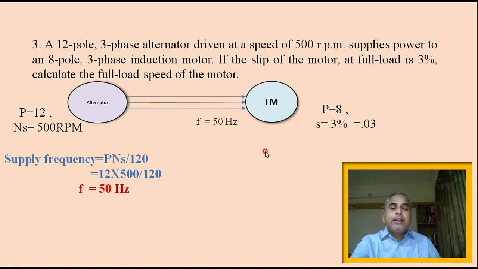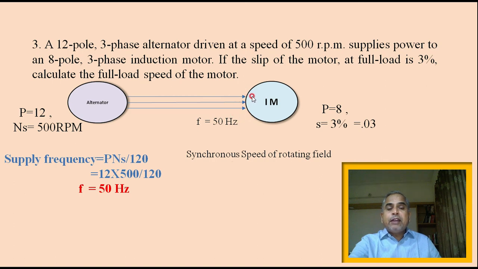There are 3 data now available for the 3-phase induction motor. One is the number of poles. The second one is the supply frequency, and the third is the slip. Then what you have to calculate? Calculate the full load speed of the motor. Means what you have to calculate is N. Therefore, what is the formula you are applying?